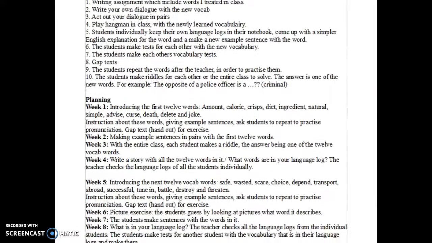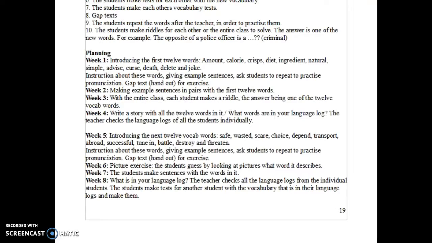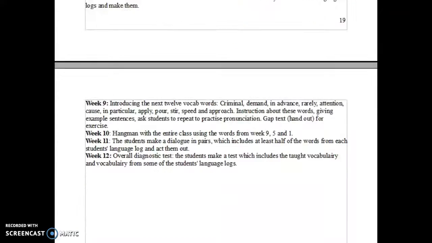And over here we can see the planning that I've made. I've divided the vocabulary into 3 groups of 12, which I assign right over here, as you can see, in blocks of 3. And this was the end of my screencast.